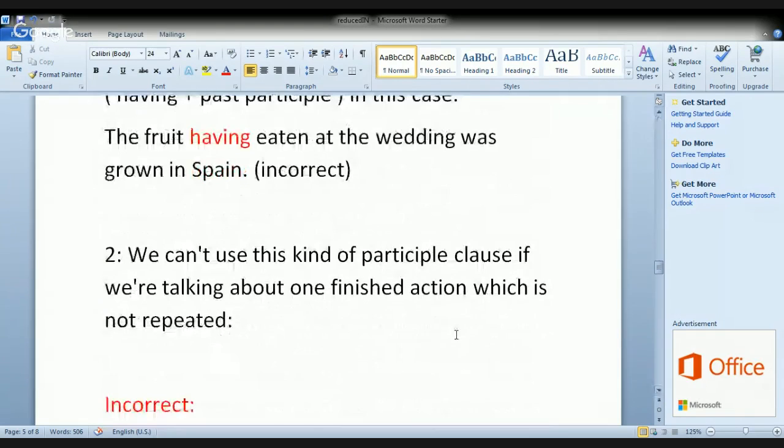Nope. Okay, so number 2 says we can't use this kind of participle clause if we're talking about one finished action which is not repeated.